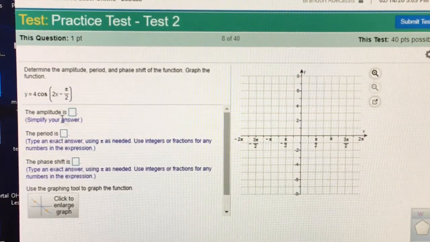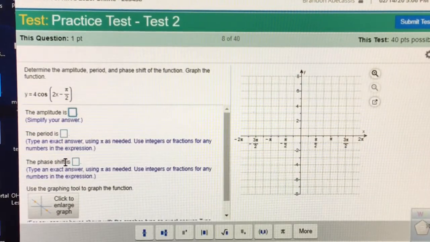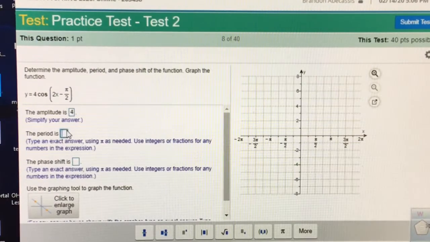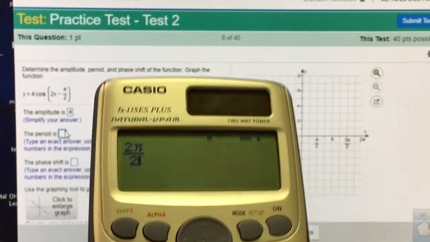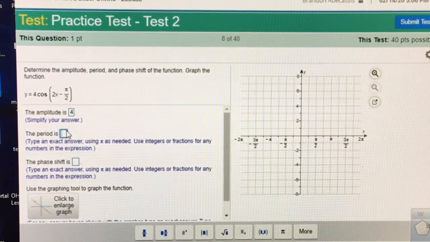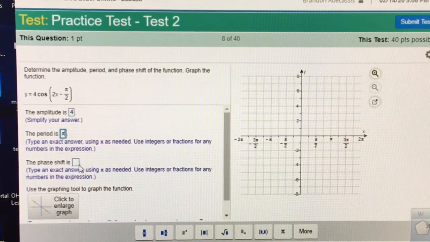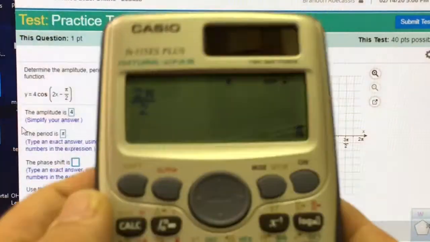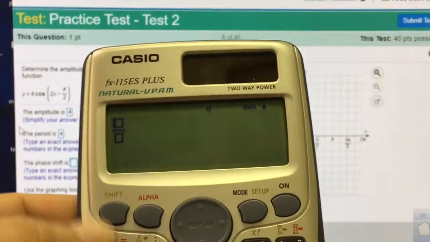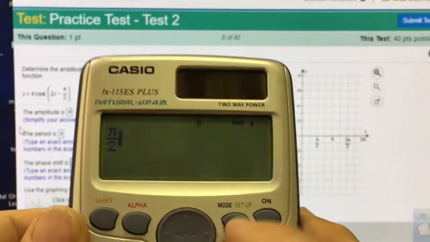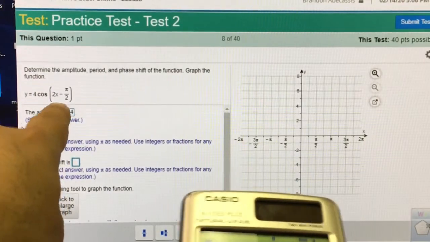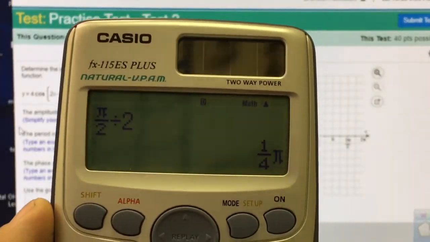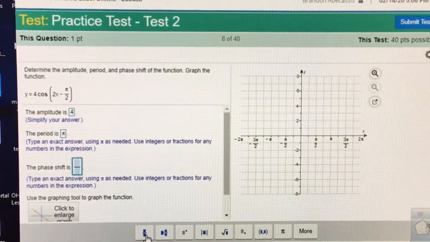4 cosine is a lot more going on with this one. Amplitude is readily available. It's just going to be 4. The period is going to be 2 pi over 2. So if I were to type that in, 2 pi over 2, that's just pi. The phase shift is going to be pi over 2 divided by 2. So let's see how we can do this one. I'm going to type in pi over 2, but this time I'm going to go right to the right and hit divide by 2. Like that. Because it's negative, it's going to be positive pi over 2 divided by 2, and that's pi over 4, 1/4 pi. So the phase shift is pi over 4.